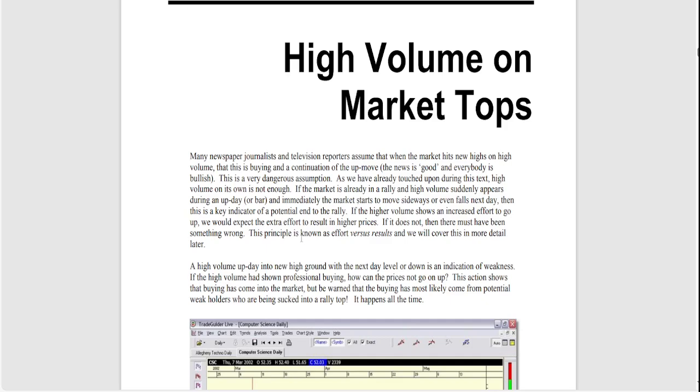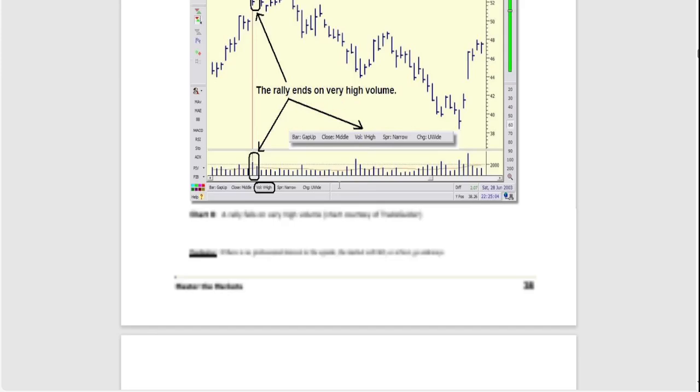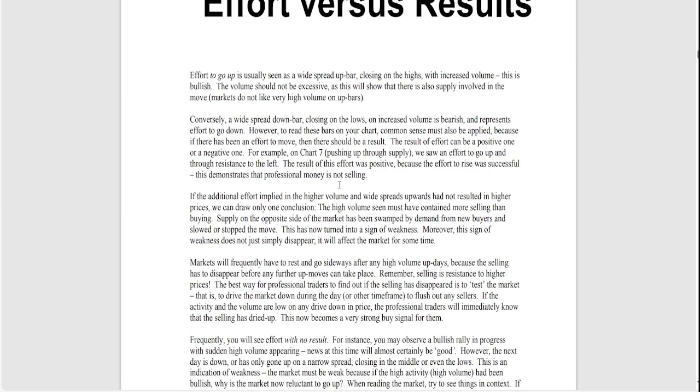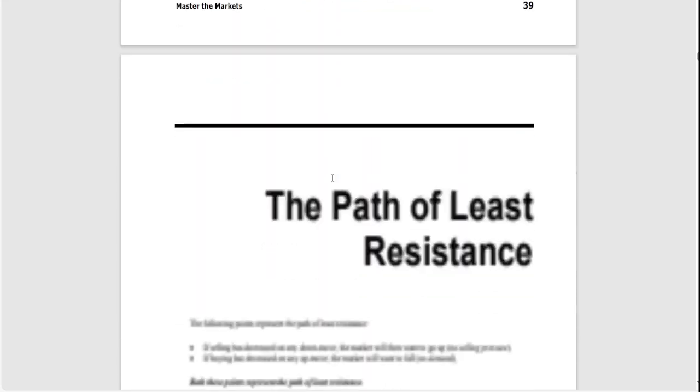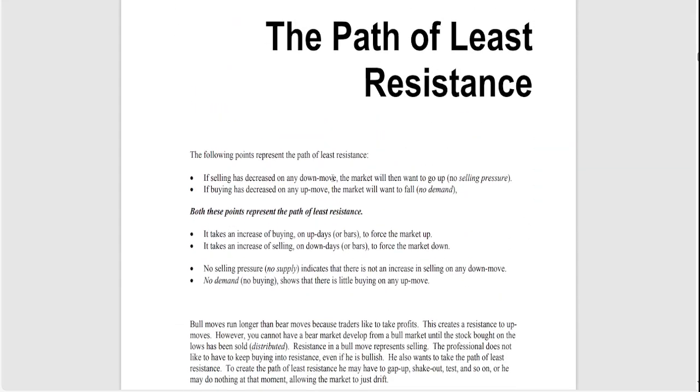You read that stuff. Effort versus result, read these things. Path of least resistance: if selling has decreased on a down move, the market will then go up, as there is no selling pressure. Just read this thing.